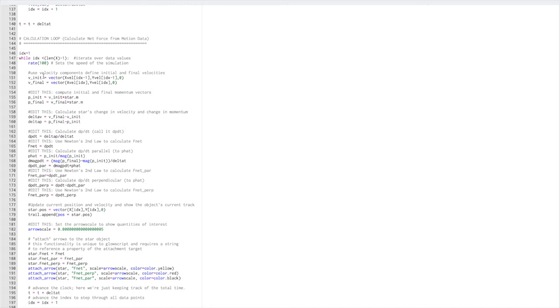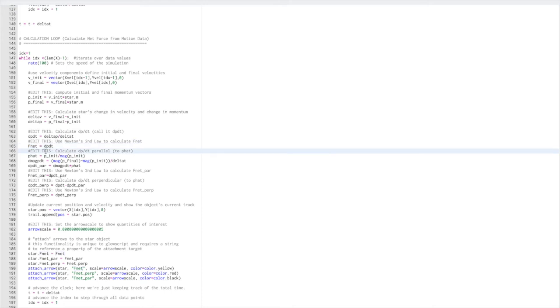First, we get an initial velocity and a final velocity. Next, we find an initial and final momentum by multiplying these two values by the star's mass. Next, we calculate delta v, which is equal to v final minus v initial, and delta p, which is equal to p final minus p initial. Once we have delta p, we can solve for dp/dt by dividing delta p by delta t. We know that by definition, F net is equal to dp/dt. This allows us to obtain the net force at each data point.